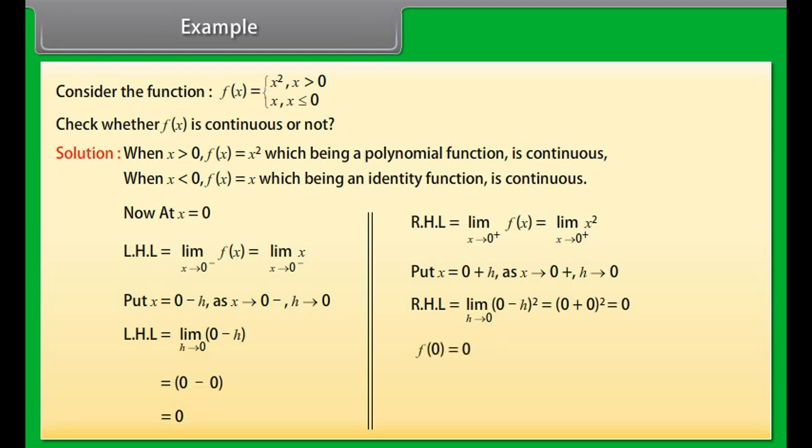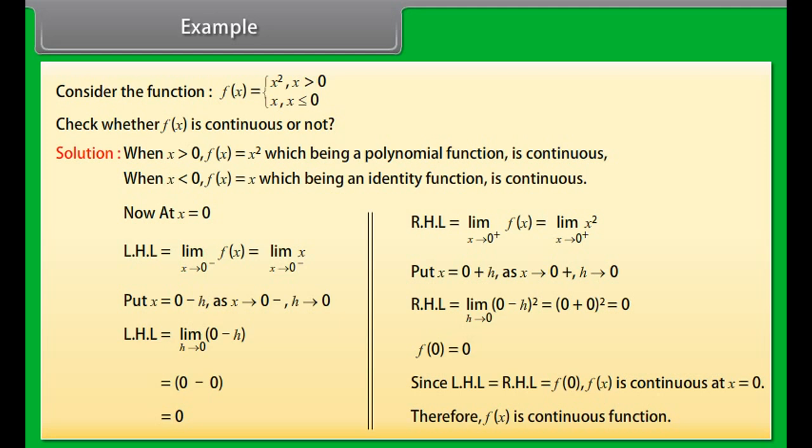Now, f of 0 is equal to 0. Since the left-hand limit is equal to the right-hand limit, which is equal to f of 0, f of x is continuous at x is equal to 0. Therefore, f of x is a continuous function.